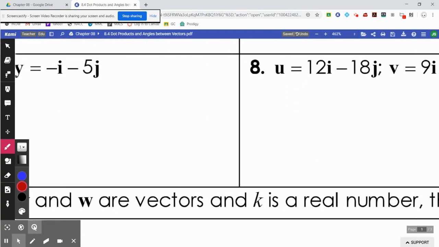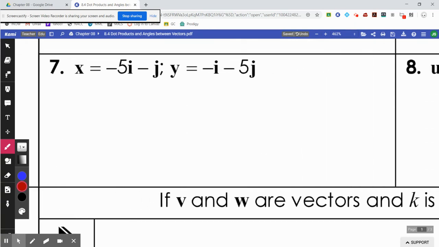Number 7. Again, these are written in the i, j form, or as a linear combination. So again, multiply your x components together, negative 5 times negative 1, to find the dot product is a positive 5, plus multiply the negative 1 times a negative 5 here, which is also a positive 5. So when you add 5 and 5, that gives you 10. So therefore, again, no, these would not be orthogonal.